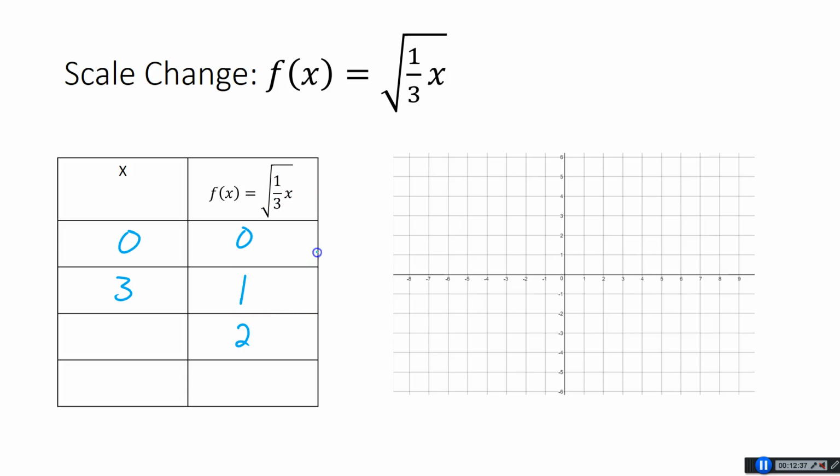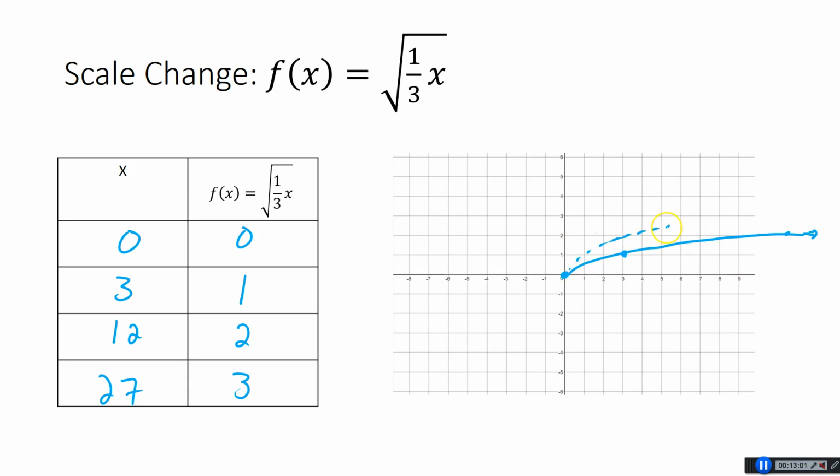To make it a 2, I would have to have 3 times 4, so it would have to be a 12, because then 12 divided by 3 would give me 4, square root of 4 would give me 2. To get a 3, I'd have to have 9 times 3, 27. My goodness, we're not even going to be able to get to 27. So 0, 0, and then we've got 3, 1 right there, and then we've got 12, 2 is going to be like there, and I can't get out to 27. So it's going to be super stretched out horizontally, right?